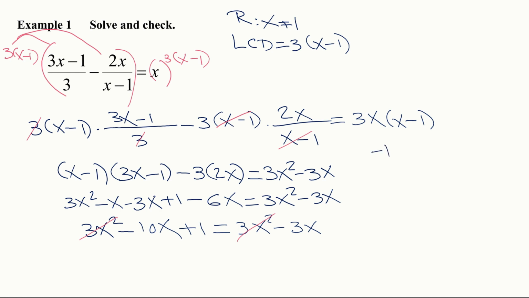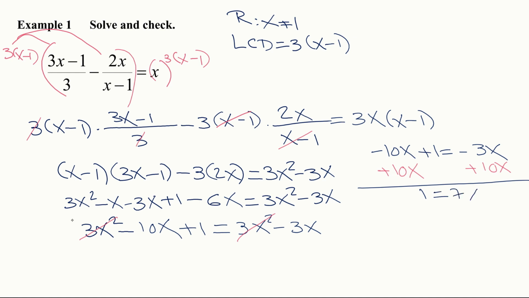So we have negative 10x plus 1 equals negative 3x. So let's go ahead and move the negative 10x to the other side by adding 10x to both sides. So we end up with 1 equals 7x. Now we simply have to divide both sides by 7. So we end up with x equals 1/7.